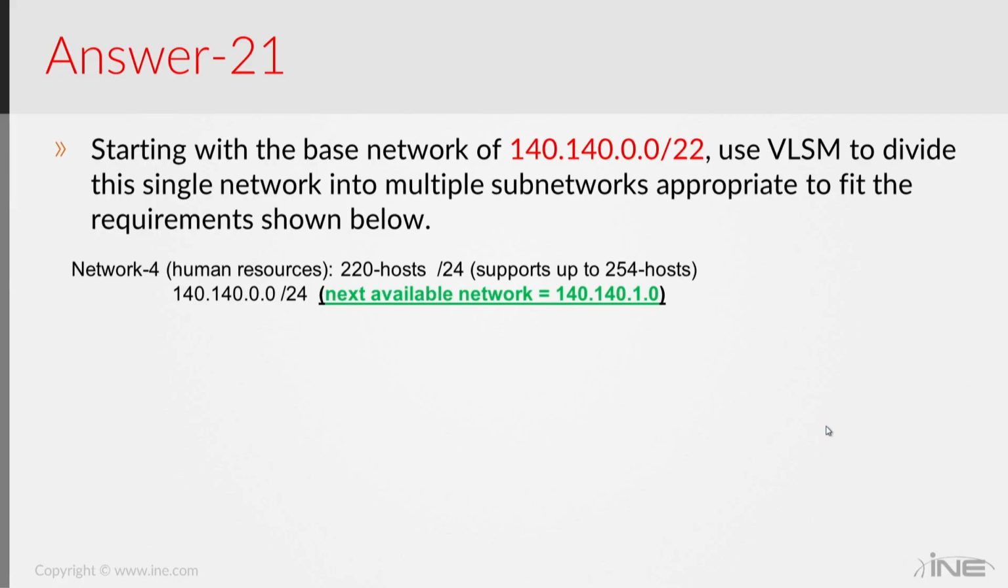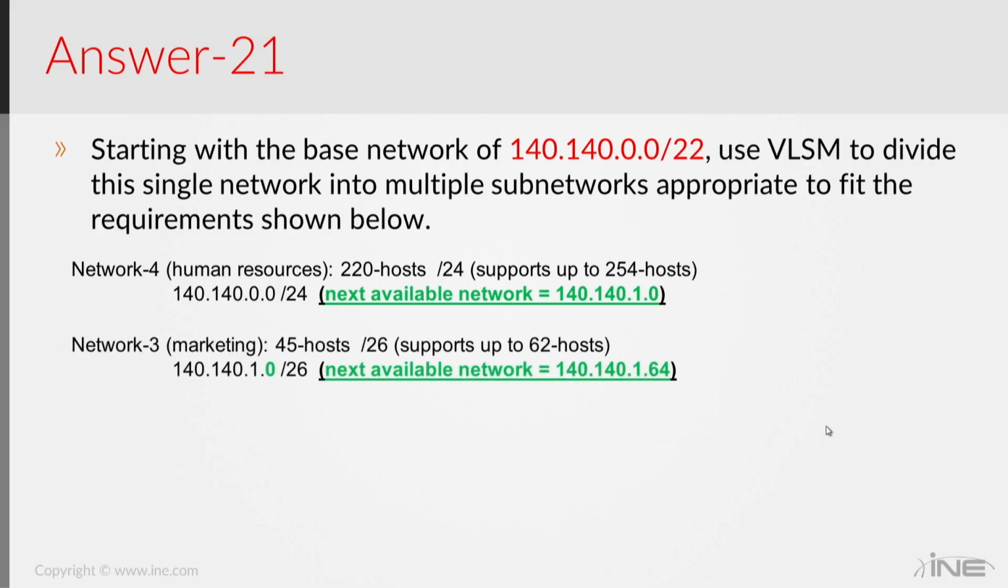So we start with our largest network here, which was the one requiring 220 hosts. For that, we actually need a /24, which supports up to 254 hosts. So that consumed all of 140.140.0. So 140.140.1 would be our next network. So that's where we put network number 3 with 45 hosts.